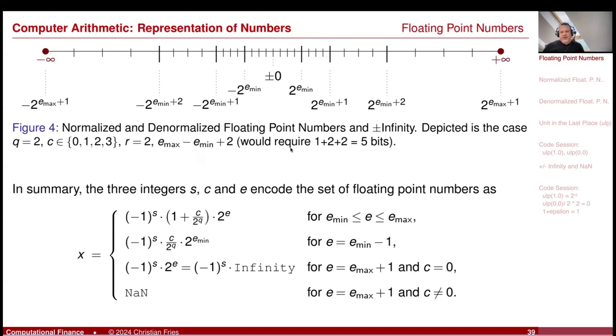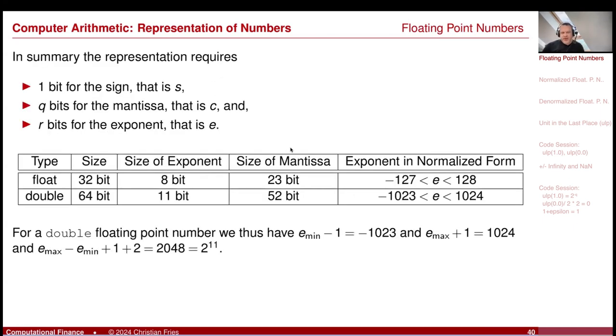So these are now the numbers that we can represent. You see the normalized floating point numbers, where the 1 plus c part is between 1 and 2 multiplied with the exponent, or the denormalized ones, where the part is between 0 and 1 multiplied with the corresponding scale exponent. Everything has a sign, and we have also special values for infinity and not a number. These are the usual values for Q and R, depending on 32 or 64-bit.